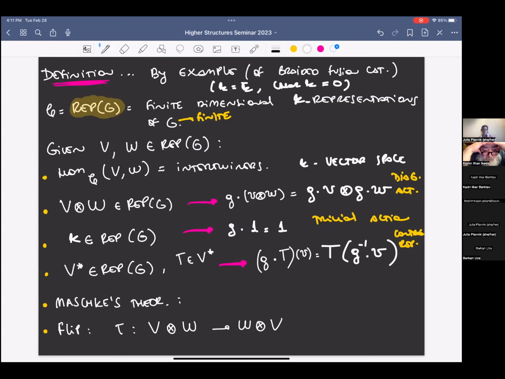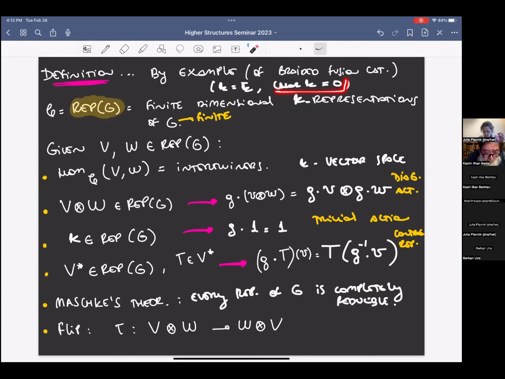Then, because of Maschke's theorem, we know that every representation of our group is completely reducible. So what I mean with this is that every representation of my group decomposes as a finite direct sum of irreducible representations. In this case, that's why I'm using characteristic 0 here. If not, you need to say something about that. Or in the worst case, it will not be semi-simple, but that's fine.